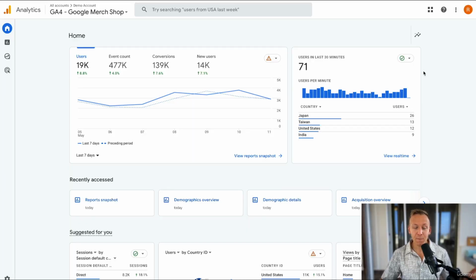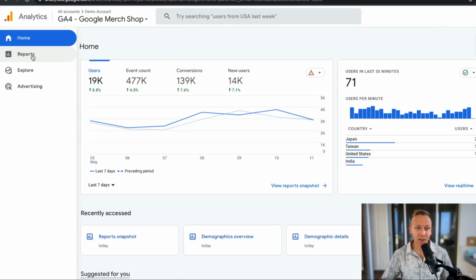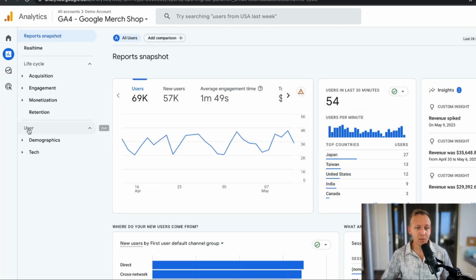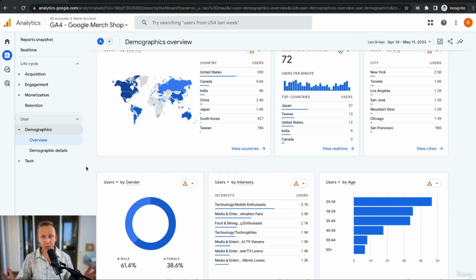So let's dive in. The first thing we're going to do is move to the left and head over to reports. And then we're going to move down under user, demographics, and overview. So we have to remember, we're still practicing. This isn't our data. This is still the data from a demo account. But even just for now, let's pretend this is our data so that we can learn how to use this data when we start getting our own.